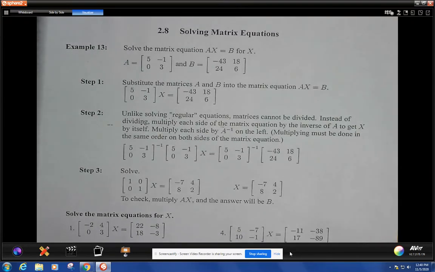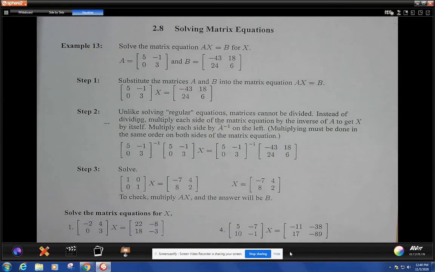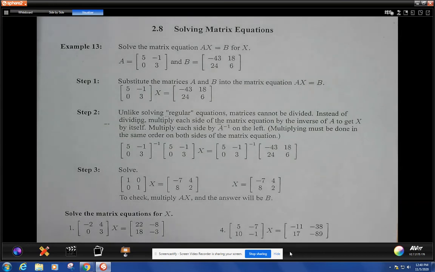Good morning, guys. We're going to be talking about our last section here concerning matrices, and we've saved the best for last. We're talking about solving matrix equations. So I want to, of course, try to bring back some previous knowledge, and I think that will help us as well to know how to do this.